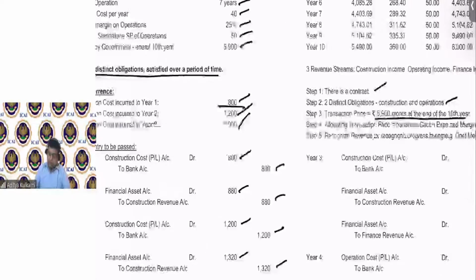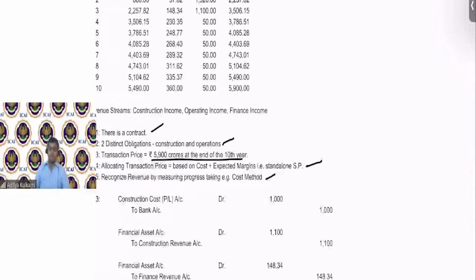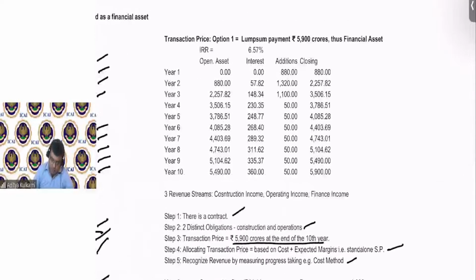1,320. Let us look at the loan amortization table. We started with 880 closing, then year 2, 880 plus 6.57% plus 1,320, 2,257. What is this 6.57? This is my IRR calculated. This working will be seen later on. Are we clear with that? Yes.